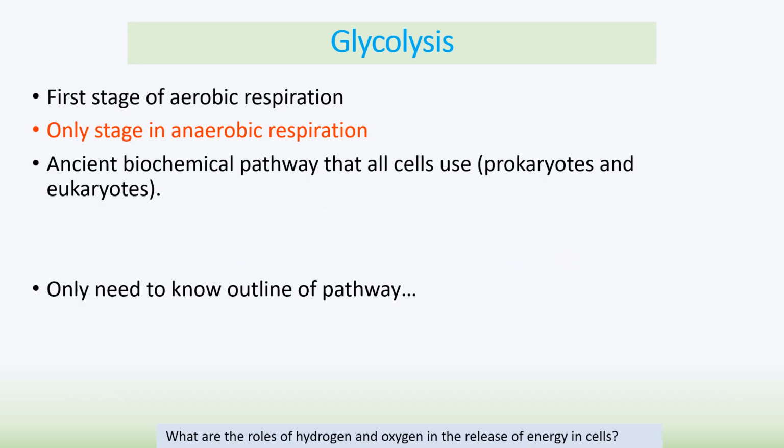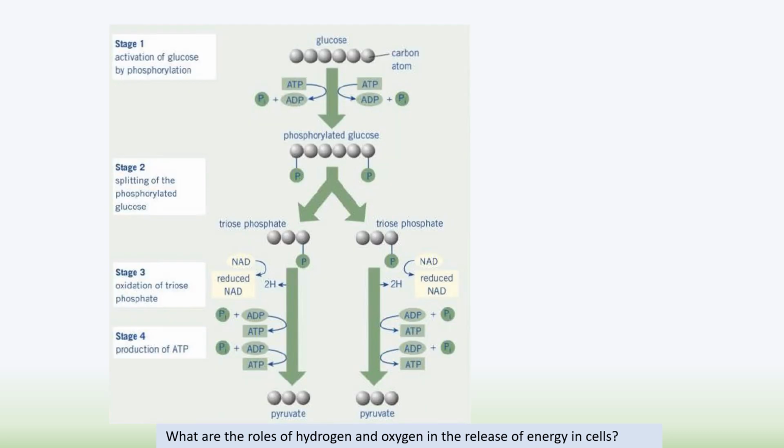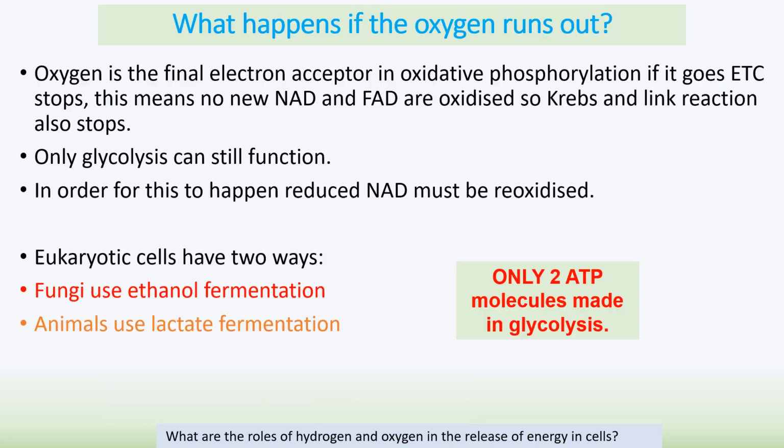As we know, glycolysis is the first stage. So what happens then to the reduced NAD? How do they lose the hydrogens if the electron transport chain shuts down and oxygen stops? Well, the NAD must be reoxidized somehow, and that is what you need to know for anaerobic respiration. The key thing for anaerobic respiration is that very little ATP is going to be made.